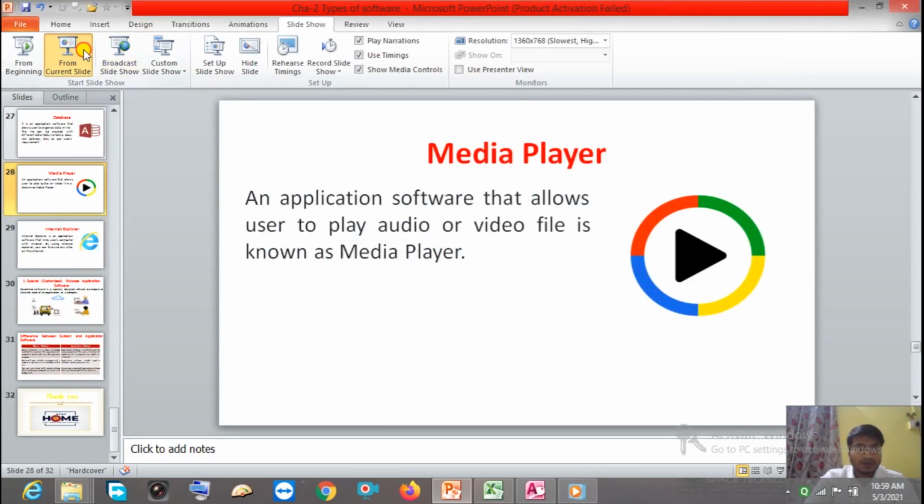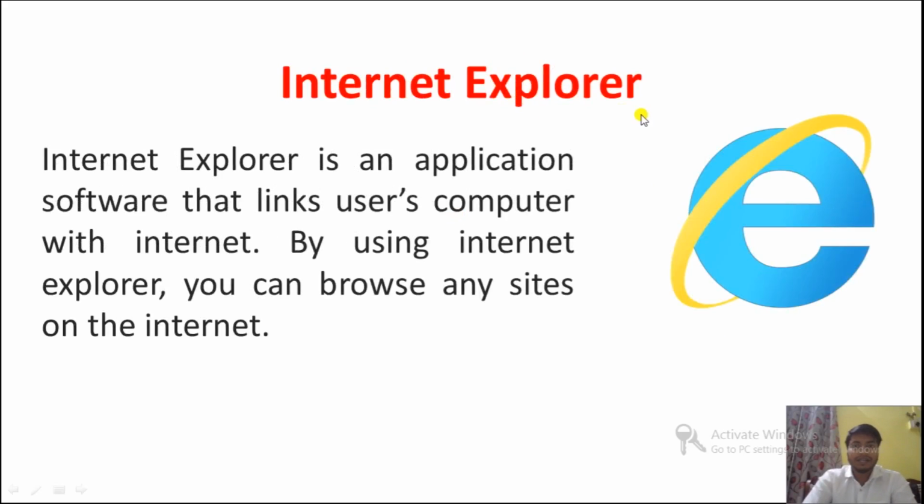Then we have Internet Explorer. Internet Explorer is application software that links the user's computer with the internet. By using Internet Explorer you can browse any site on the internet. Suppose you want to search for anything, then you are supposed to use a browser, and Internet Explorer is an example of a browser. Apart from this we now have many browsers like Mozilla, Chrome, Opera, etc., where we can search for anything. Now let me show you Internet Explorer.